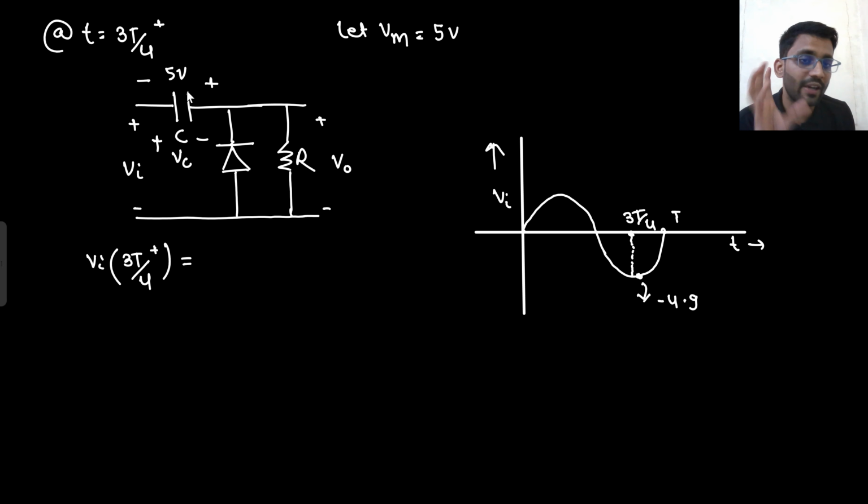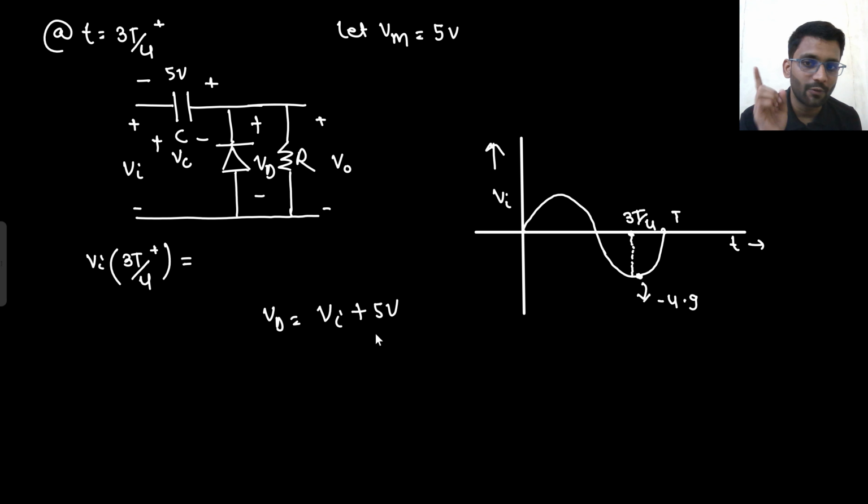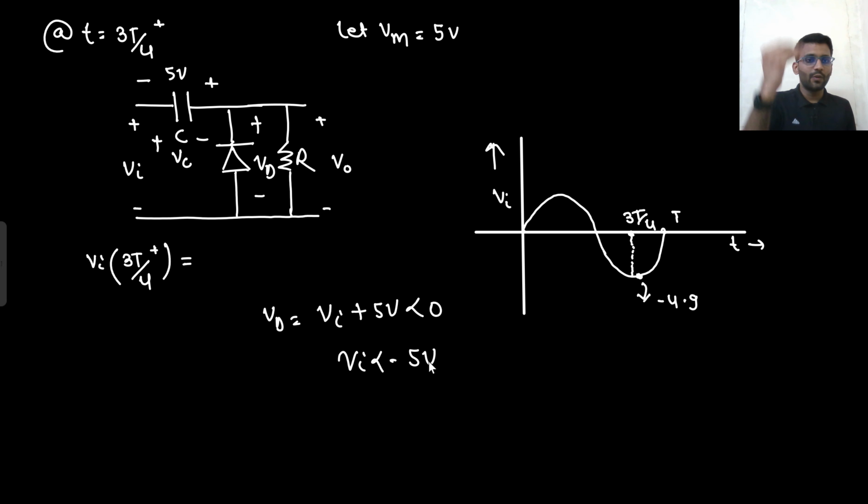So the capacitor will be at 5 volt only. Now I am thinking, when can my diode turn on? What will be the point where my diode can turn on? So what is my diode voltage? That would be V in plus 5 volt, right? I need to turn on my diode. That means this voltage, VD, that is V in plus 5 volt, should be less than 0. That means my V in should be less than minus 5. So to turn on the diode, I need my input voltage less than minus 5.